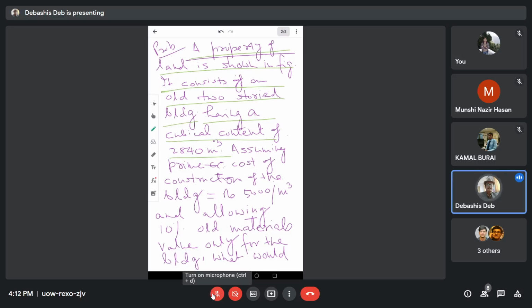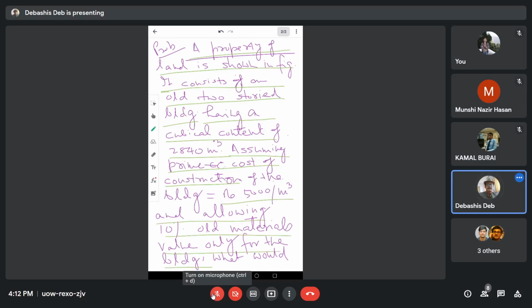Okay. Assuming prime cost of construction. Prime cost is a terminology from accounts, meaning cost of raw material and cost of direct labor. Prime cost of construction of the building is 5000 per meter cube. Since I have mentioned the cubical content in terms of meter cube, we have given the rate in terms of meter cube, and allowing 10% old materials value only for the building.